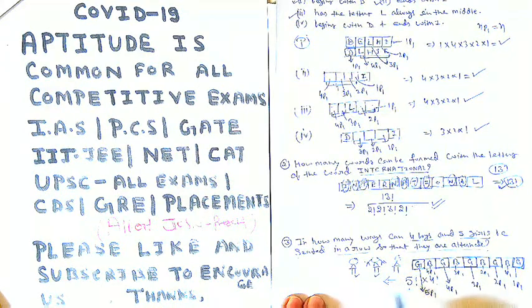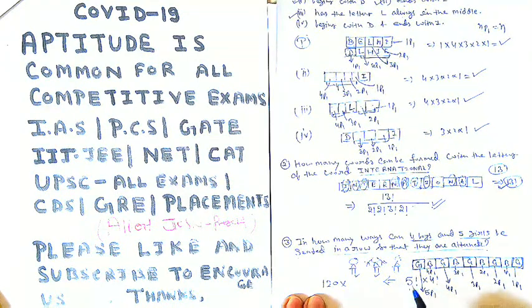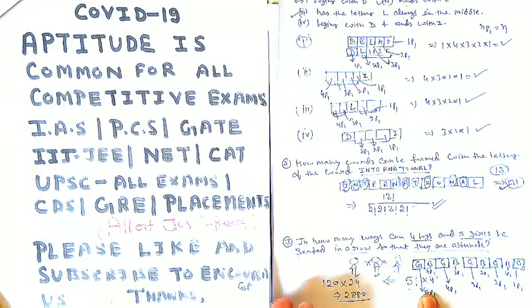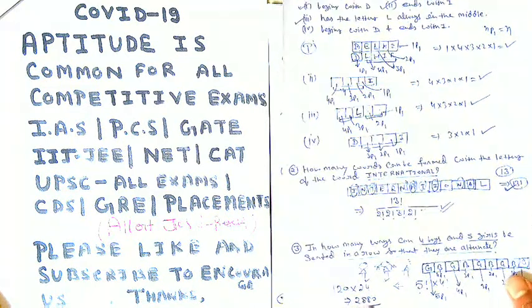And your answer is equal to 5 factorial is equal to 120, and 4 factorial is equal to 4 times 3 is 12, 12 times 2 is 24. 120 times 24, and your answer is 2880. Very, very simple. Okay. Now question number 4.